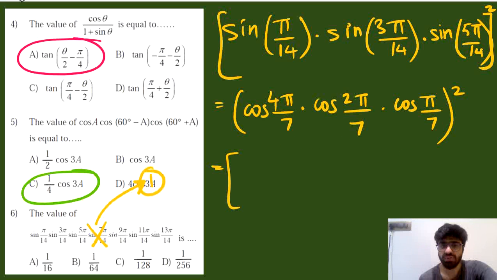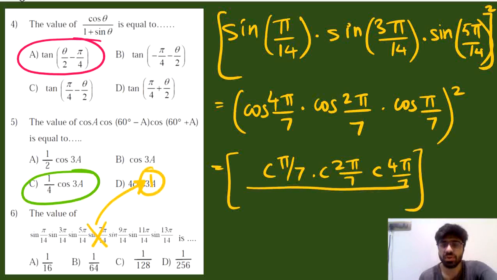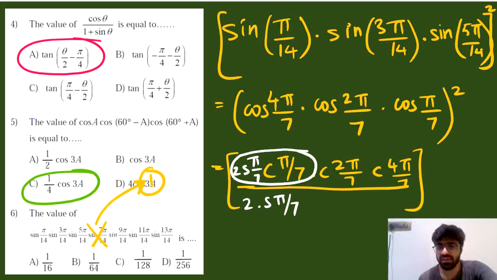Okay. So what we can do with cos pi upon 7, then we had cos 2 pi upon 7, then we had cos 4 pi upon 7. So what we can do is we can multiply the numerator and denominator with 2 sine pi upon 7. So we have 2 into sine pi upon 7. Now understand this, 2 sine pi by 7 into cos pi by 7 is going to make it sine of 2 pi upon 7.